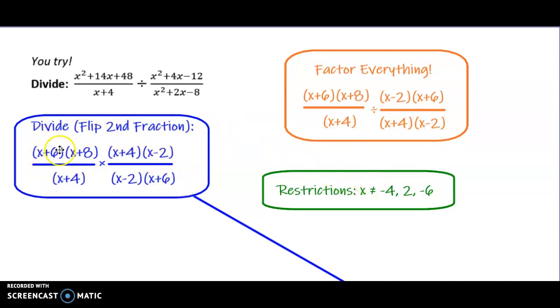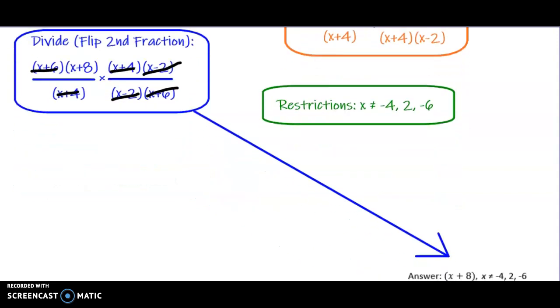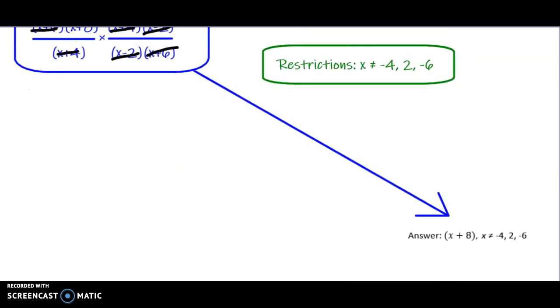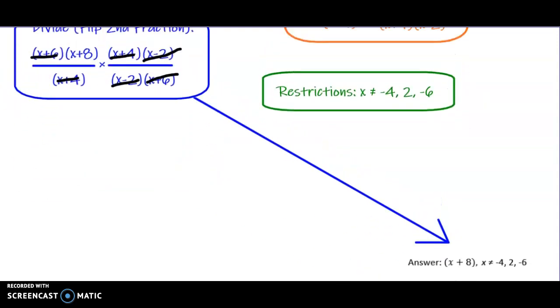Now, when it's a multiplication problem, that's when you can start canceling out. So the things that cancel are x plus 4, x plus 6, and also x minus 2. That's how you get your final answer of only x plus 8. That's the only factor left, where x cannot be negative 4, 2, or negative 6.